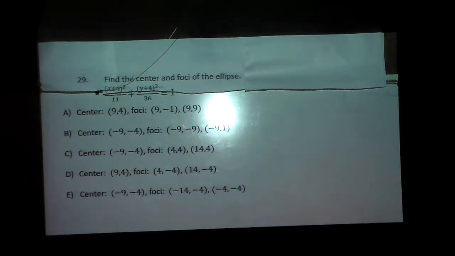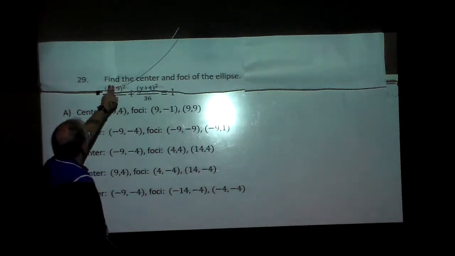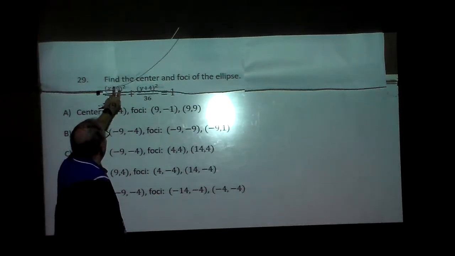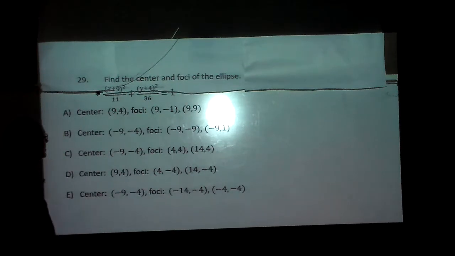All right, we need to find the center and the foci of the ellipse here. It's kind of hard to see. So here we go. We have (x + 9)² over 11 plus (y + 4)² over 36 equals 1. And an ellipse is where that is a plus.